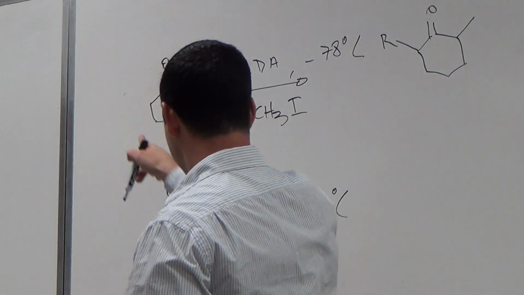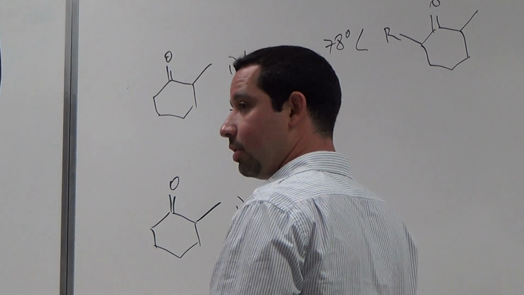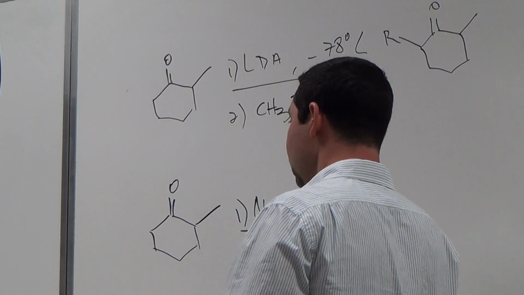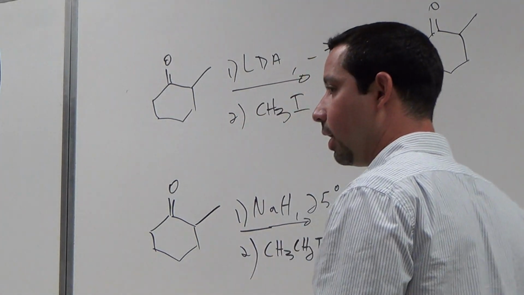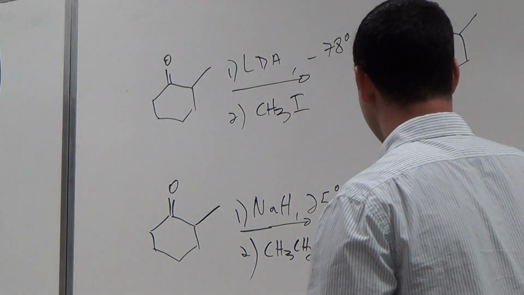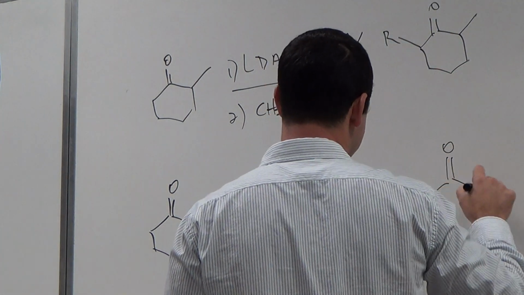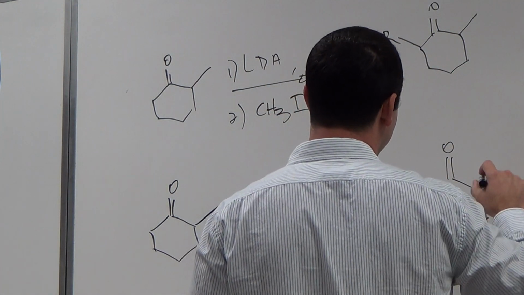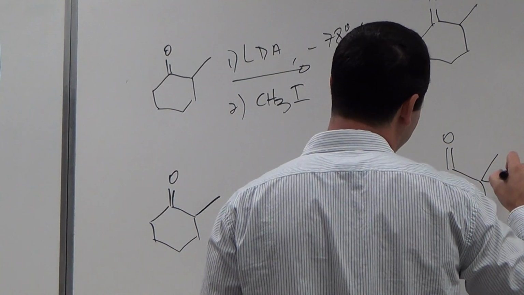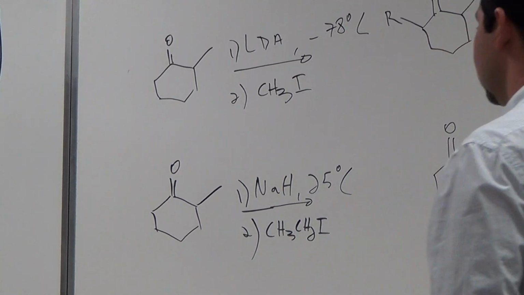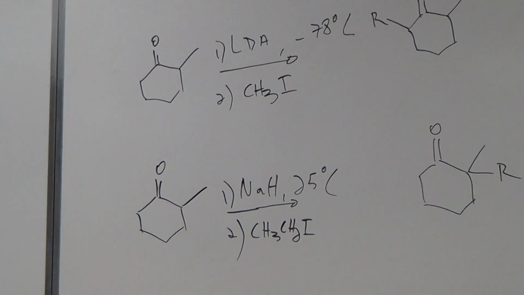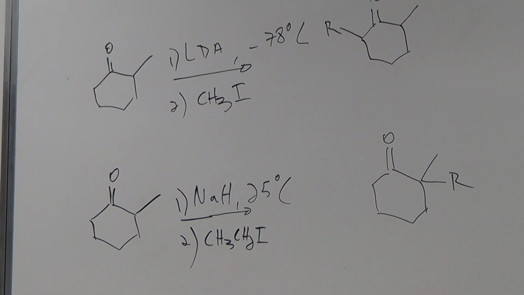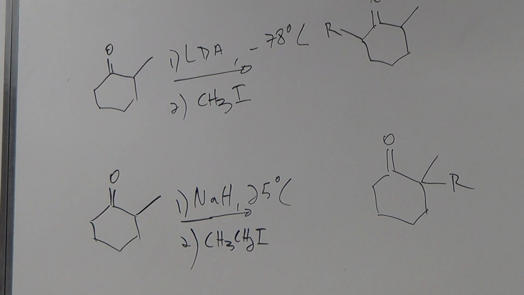With no temperature, and if I use this base, even if I don't give you the temperature, which side is it going to attack in general? The more hindered. Correct. So what type of product is this, thermodynamic product or kinetic product? Thermodynamic product, because it's on the side that is more substituted, more hindered.